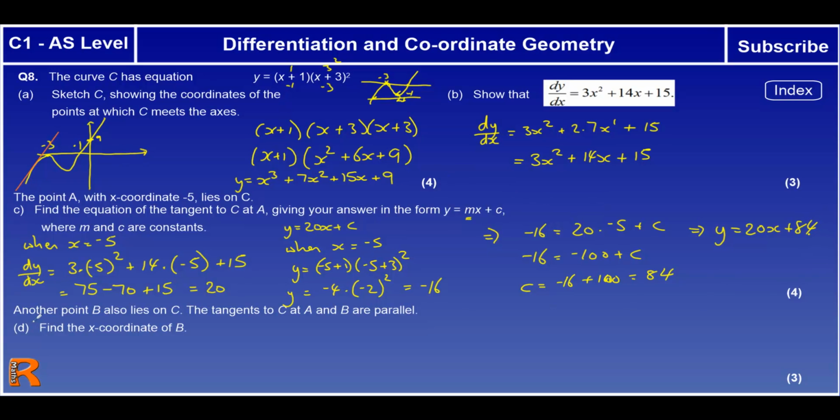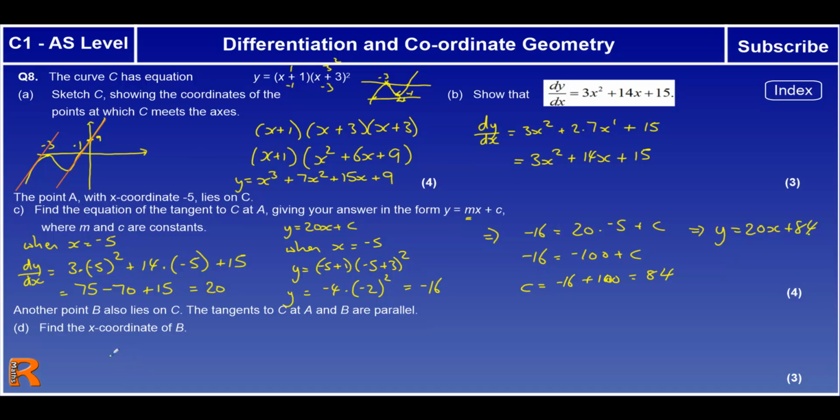Now, next question, we've got another point B which also lies on the curve C, and the tangents to C at A and B are parallel. So what we're looking for is another line that is parallel to this one. It's probably going to be around about here somewhere. They're parallel and they have the same gradient if they're parallel. That's what parallel tells us.